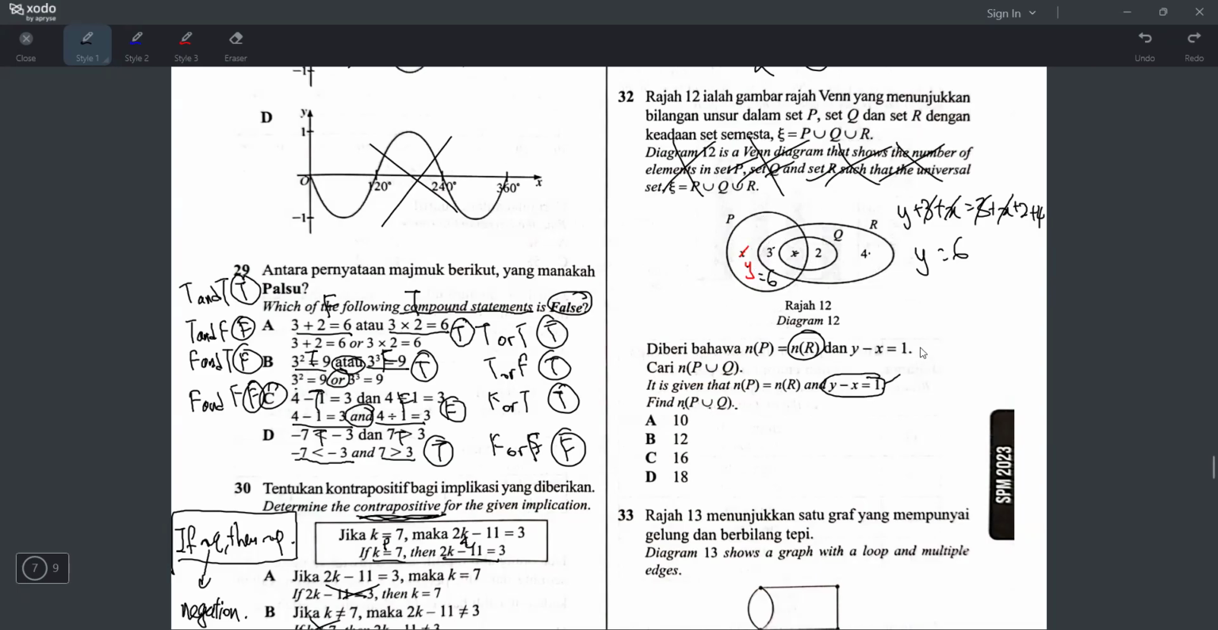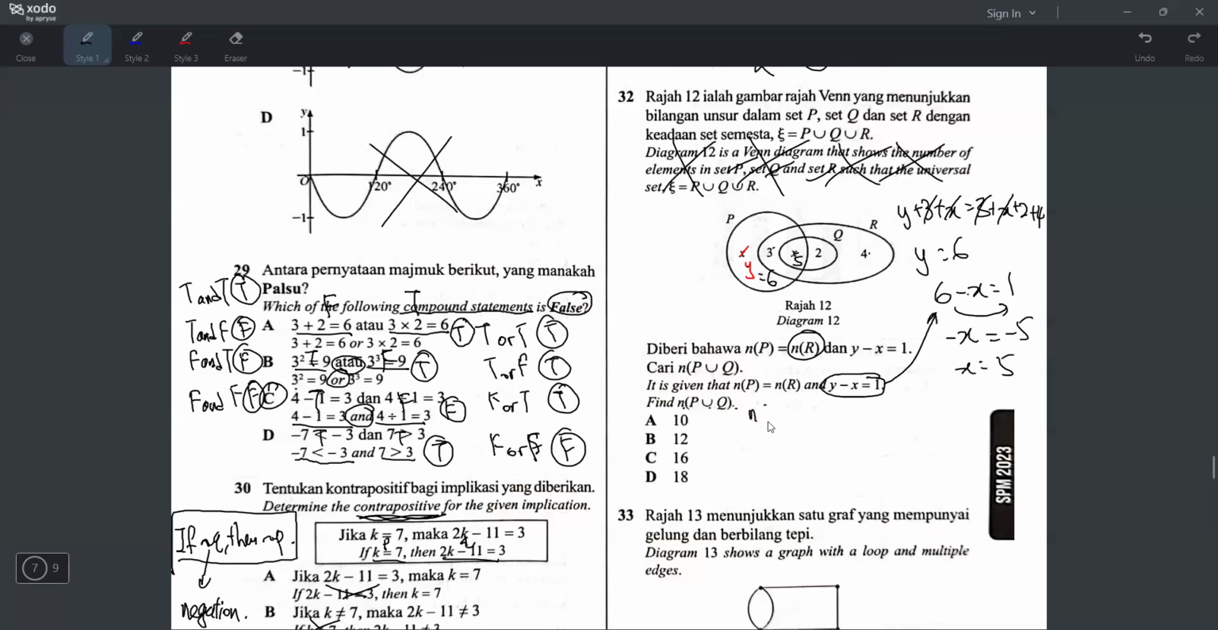Tapi macam mana guna formula ni? So Y minus X equals 1. Tapi Y boleh padam tulis 6. Yeah, because I sudah cari Y is 6 mah, so the Y can replace with 6. So how to find X? Pindah 6 to the other side. 1 minus 6 is negative 5, and then pindah negative. So pindah negative tukar tanda, 5. So rupa-rupanya the X is 5.